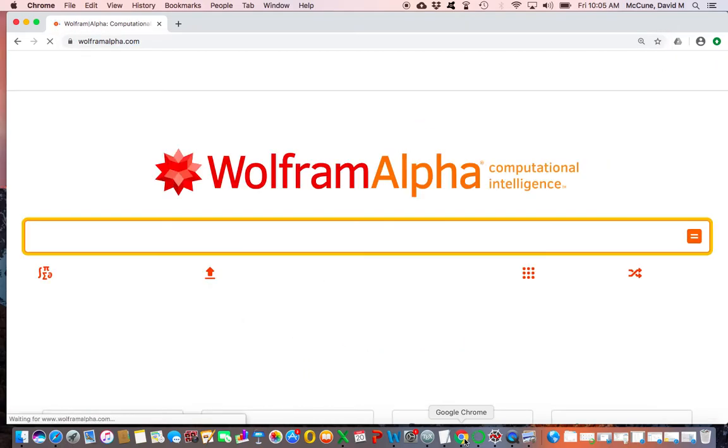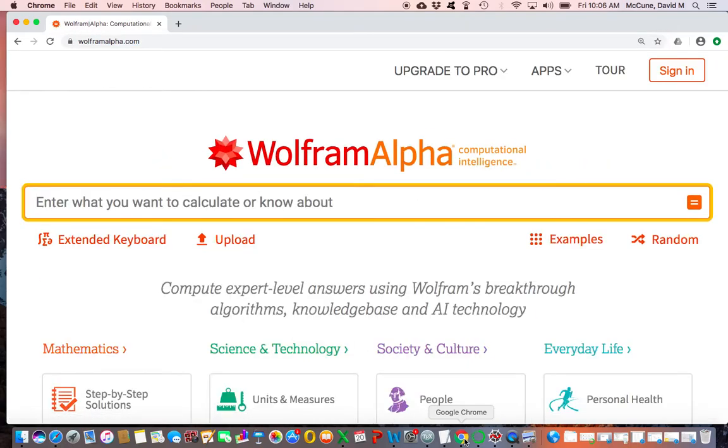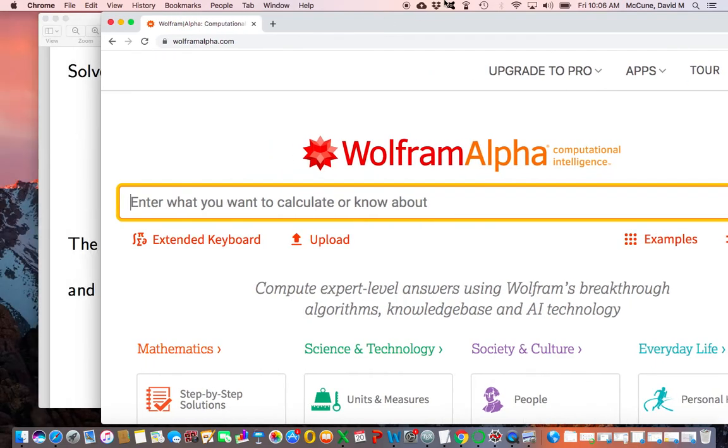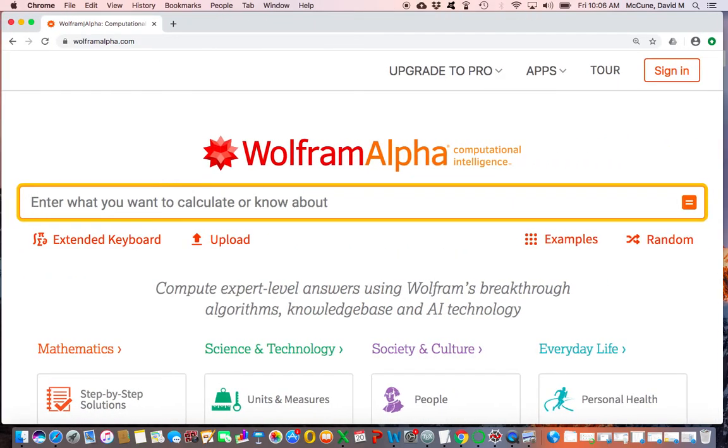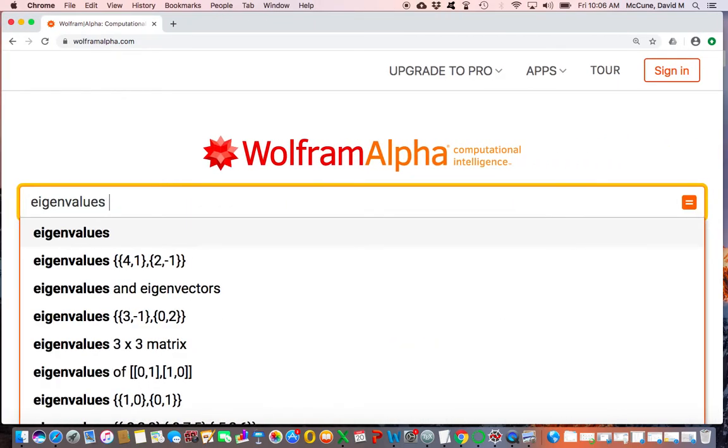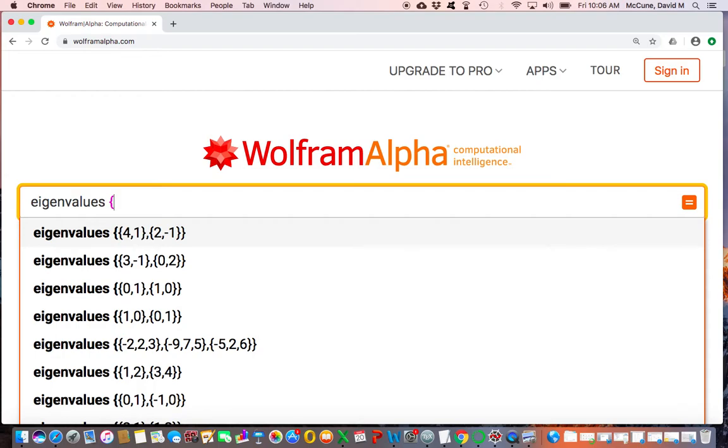So in the eigenvalue eigenvector video, I didn't actually calculate them for you. That's something we're going to have to put aside for the course now. If you want eigenvalues and eigenvectors of a given matrix, let me just remind myself what the matrix is. Okay, so 1, 1, 4, 1. You type this, eigenvalues. And then the way you hand Wolfram a matrix is like this.